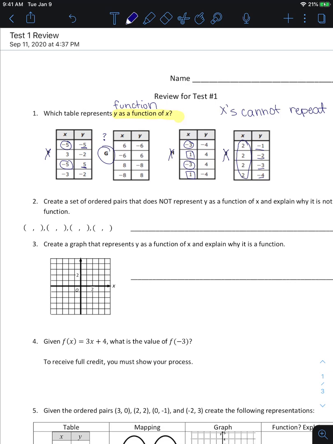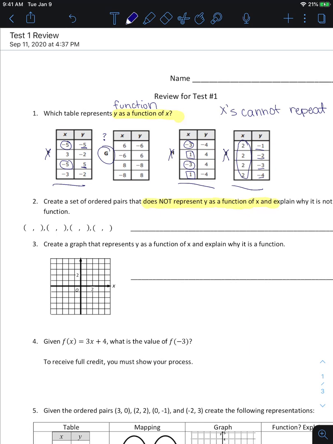Okay, number 2, it says create a set of ordered pairs that does not represent y as a function of x. Well, you have some options. One, you could come up with your own. The answers are going to vary, so just because your answers may look different than what I put doesn't mean they're wrong. Or, if I were you, maybe I would use the points from the table. We had 3 examples right here of things that were not a function. You could reuse those points. It doesn't say you have to create your own.